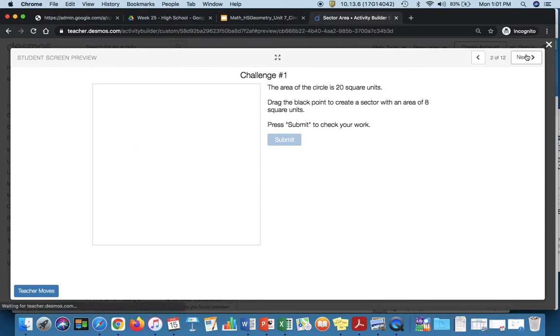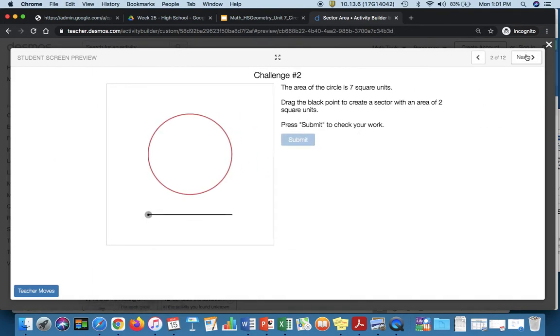And again, similar idea here for the second slide, only this time a little bit more difficult. Area of the circle is 7 square units, and they want you to create a sector with 2 square units. So again, students will most likely think, well, halfway is about 3.5, so we want a little bit more than a quarter, possibly.